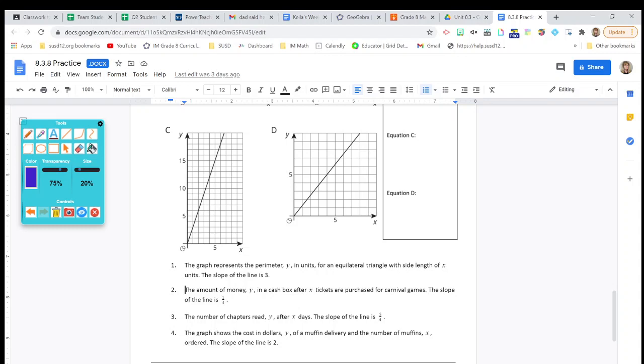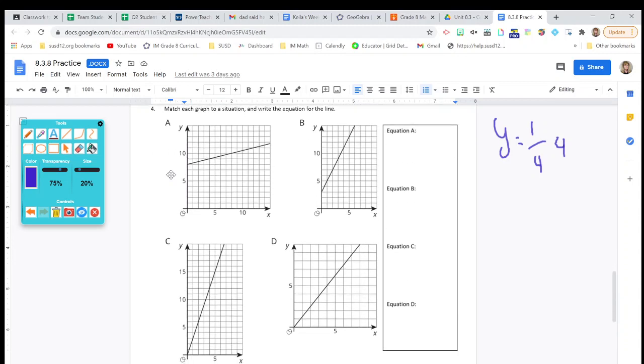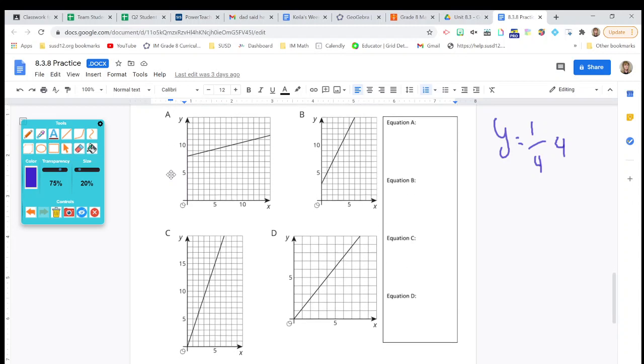Okay, did you get that? Y equals money in the cash box, and X equals the tickets sold, and the slope of the line is 1/4. Can you find the graph? It didn't say anything about a y-intercept, so I guess the cash box has nothing in it when they start. Uh-oh, I don't know why I put a 4 there. That should be an X.